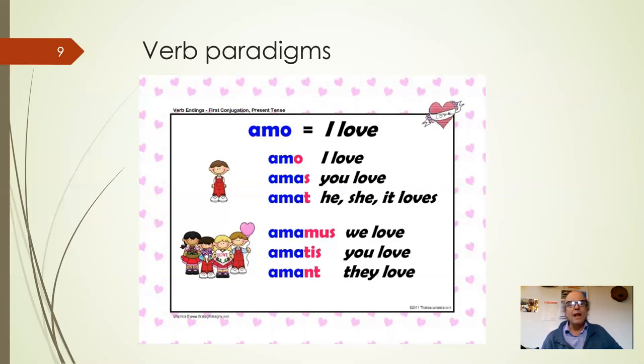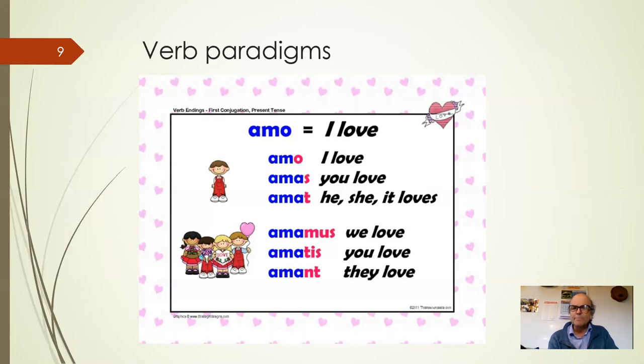You can say puella, mensam, amat, girl, table, loves. You can say amat, puella, mensam, loves, girl, table. You can say amat, mensam, puella, loves, table, girl. Any of those orders are possible, and they're possible because each word has its own marker indicating the connection between it and the rest of the sentence.